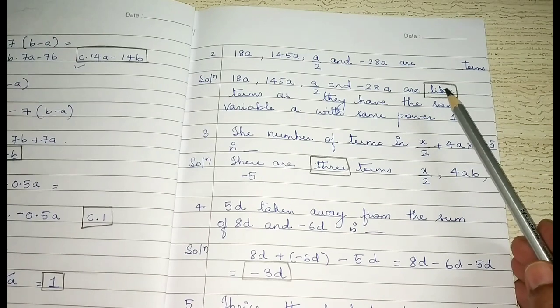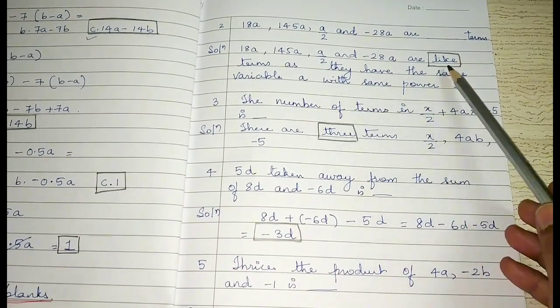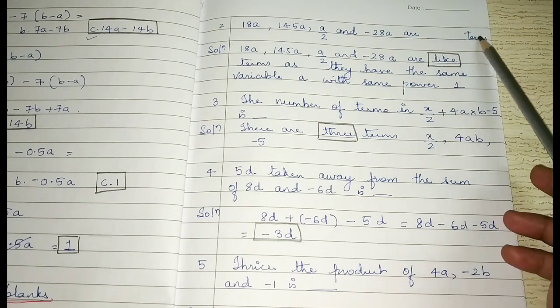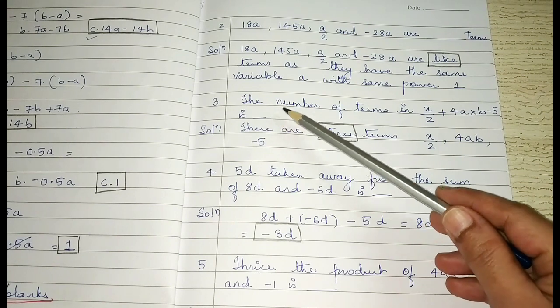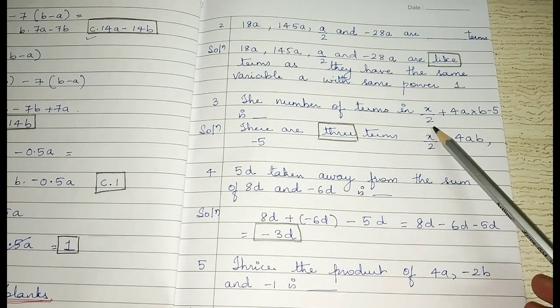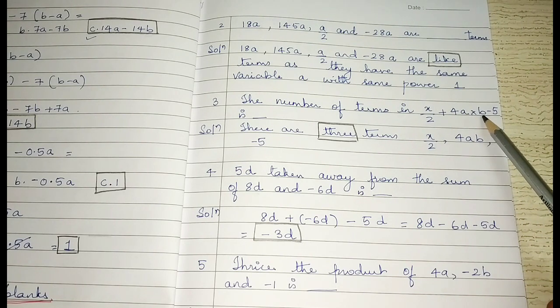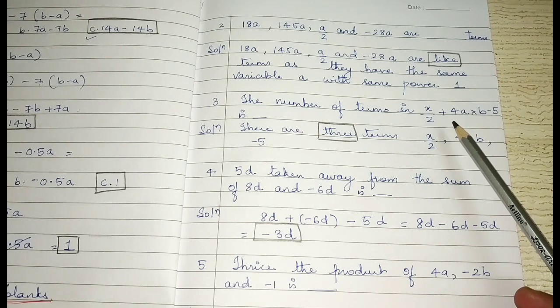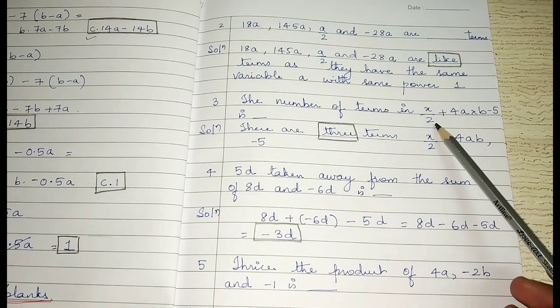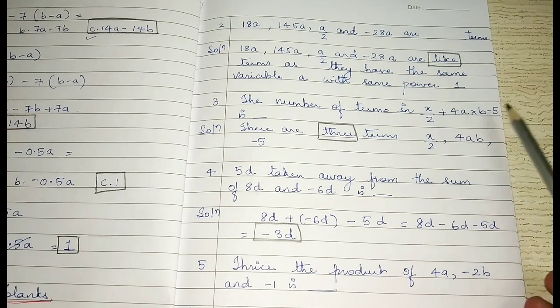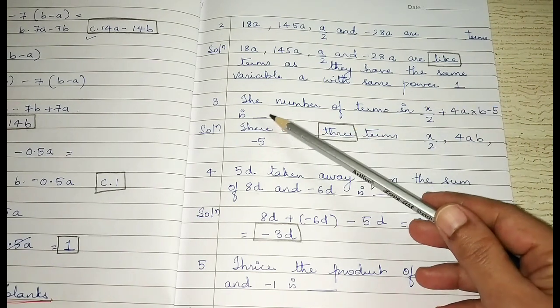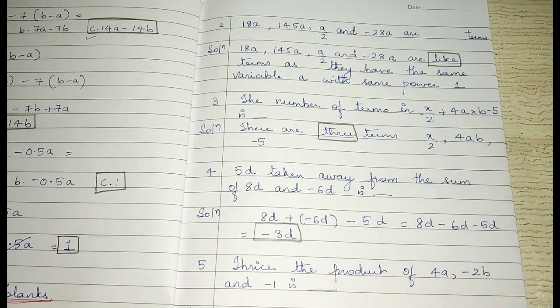अभी देखिएगा. Next, you have to write that like terms in place of this blank. You have to write like, are like terms. Third, the number of terms in x by 2 plus 4a into b minus 5 is dash. तो कितने टर्म्स हैं यहाँ पे? यहाँ पे x by 2 is one term, 4ab is second term and minus 5. There are 3 terms. How many? 3 terms. So यहाँ पे ब्लैंक में 3 लिखना है.